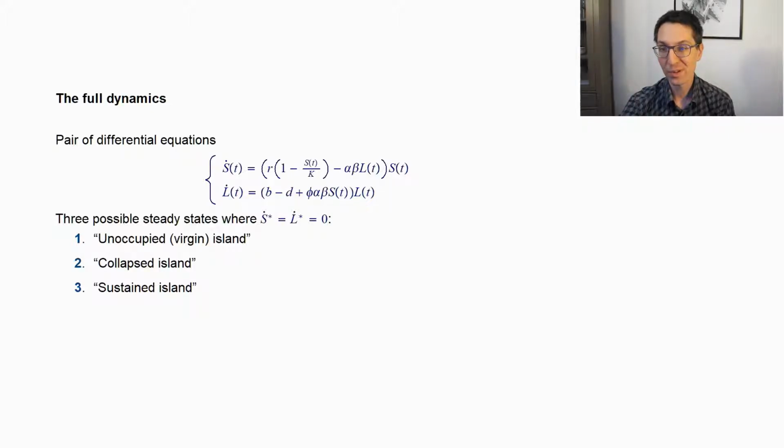You may be surprised to learn that we actually have not 2, not 4, but 3 steady states for the whole system. I have listed them here, but now your job is to guess from the name what they mean, or more precisely, what may be the values of S star and L star for each of them. The 3 of them are the unoccupied island or virgin island, the collapsed island, and the sustained island. So think about it for a while.